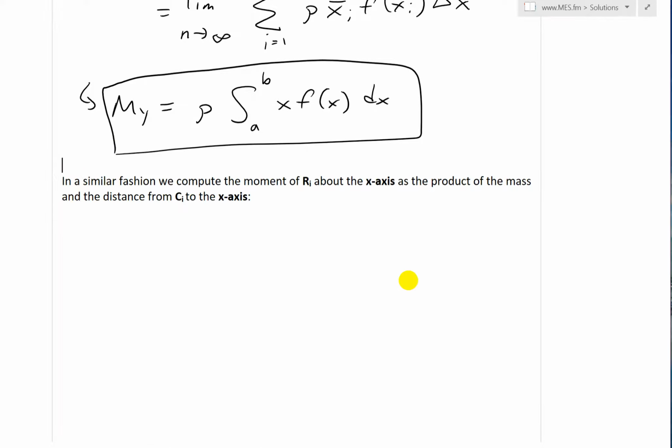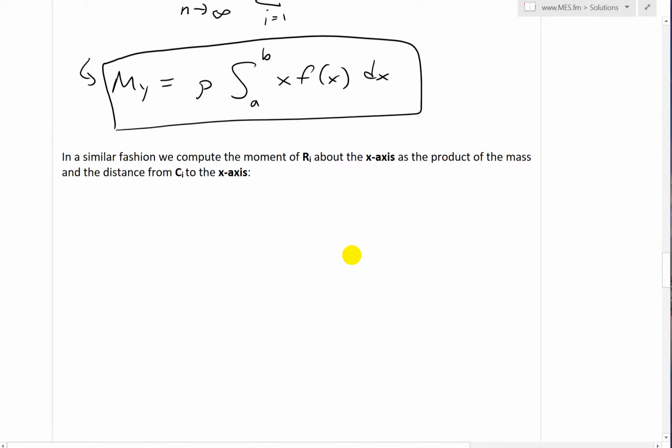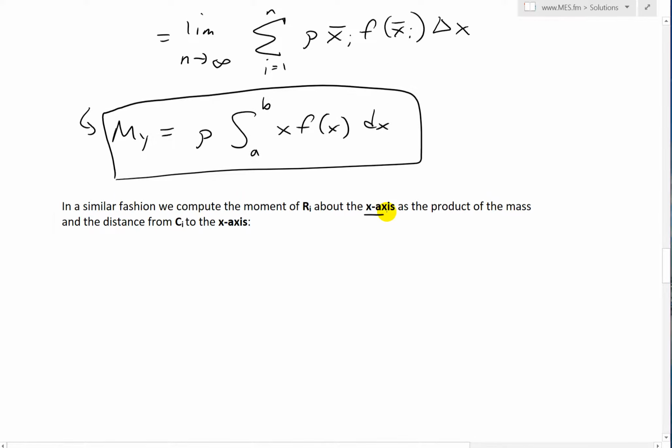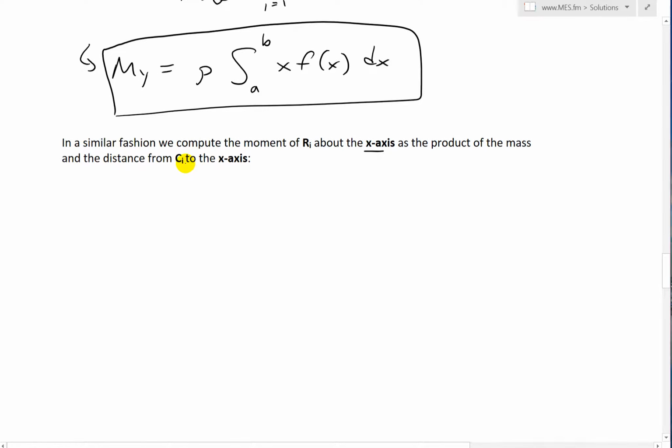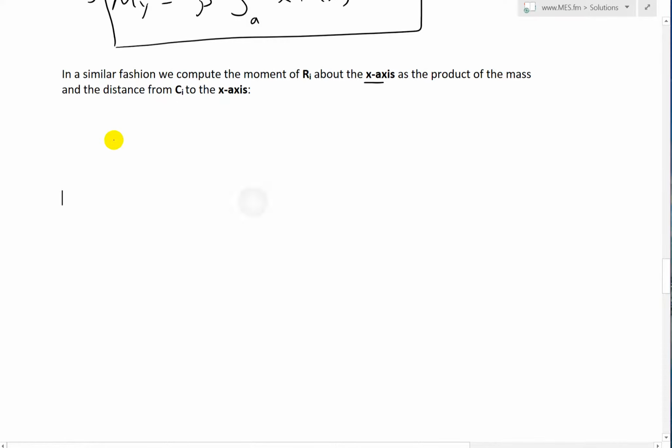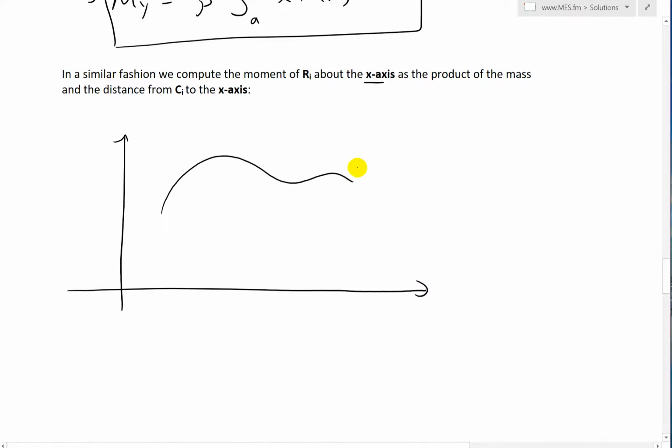And now in a similar fashion, we can compute the moment of Ri of that region about the x-axis as a product of the mass and a distance from Ci, because we're dealing with a two-dimensional shape right here. From the distance, centroid to the x-axis. So again, if we were to draw this out like that again, let's draw this a straighter line. Something like this. This is b, this is a, this is our y, this is our x-axis. Now we can look at the tendency to rotate about this axis like that.